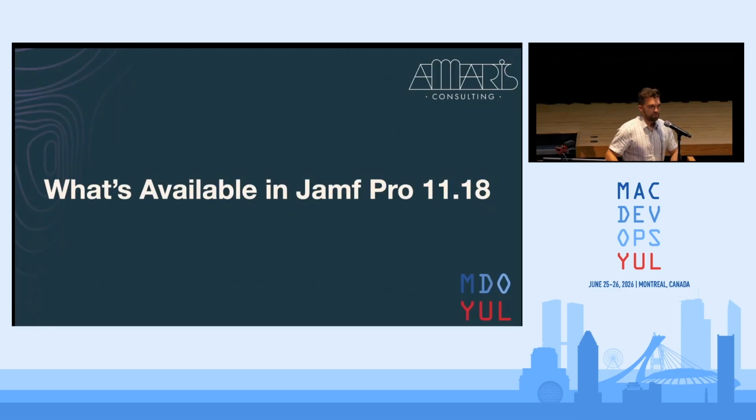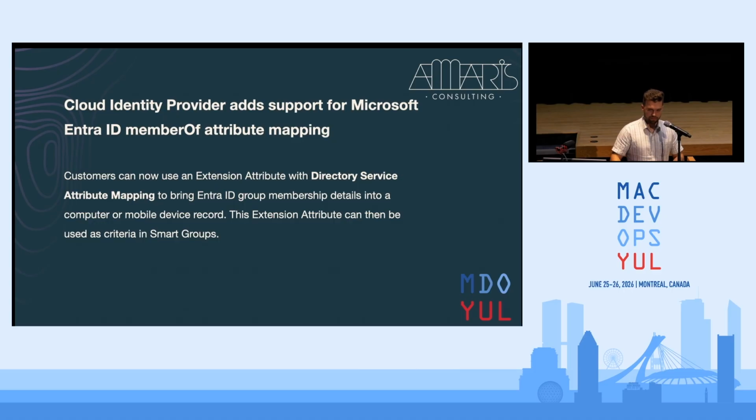So what's available in Jamf Pro 11.18? Well, they have added that you can use an extension attribute that is basically going to bring Entra ID group membership in. So basically one extension attribute, and you can see a list of all the groups the user assigned to that Mac is part of.